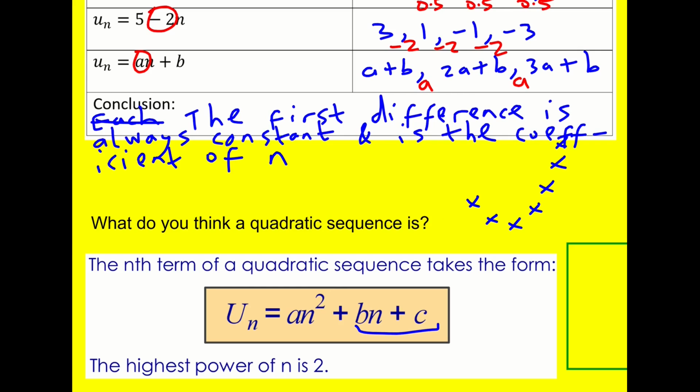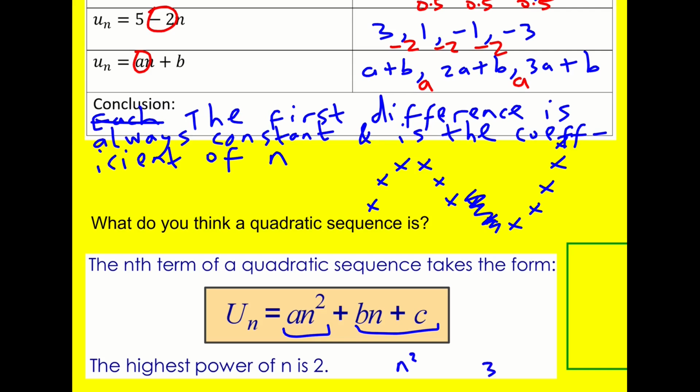You might not even get the bit going down, you might just get the bit going up, or it can also look like this, which is a negative quadratic. But here's the key term that leads to that. The highest power of n is 2. So an example would be just something like n squared, which will give you the square numbers 1, 4, 9, 16.